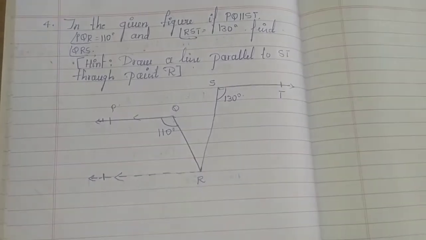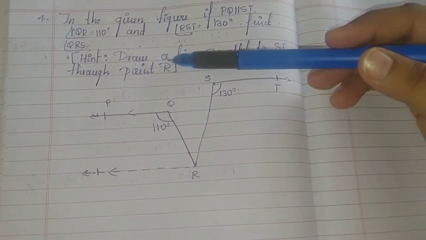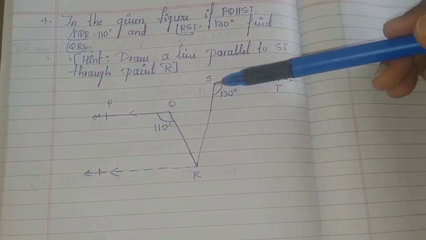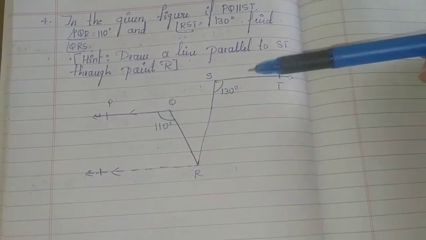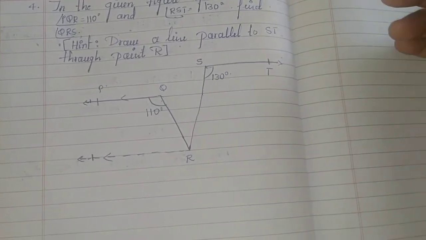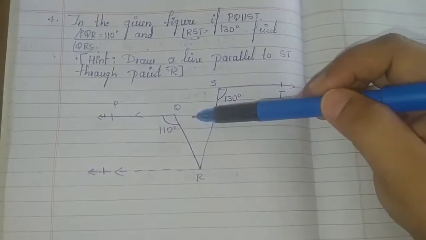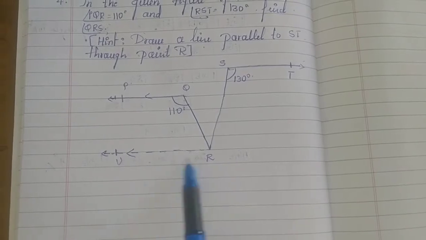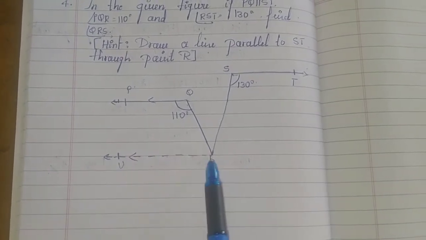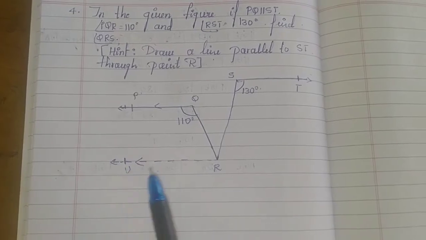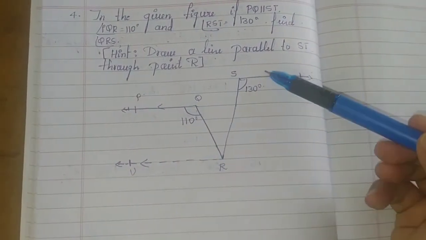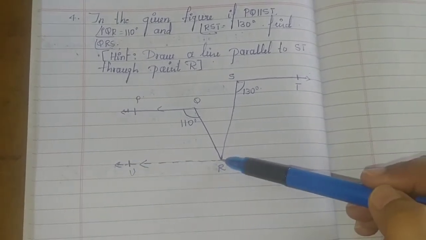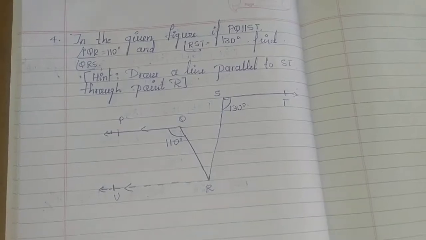Okay, so the hint they have given over here is nothing but you have to draw a line which is parallel to ST through the point R. So you have to draw one line which should be parallel to ST, in the sense it should be parallel to PQ, because ST is parallel to PQ, right? For that sake you have to draw the line over here. I have already drawn it. You have to draw one parallel line, parallel to PQ or ST, starting from the point R. Now we will see the solution.